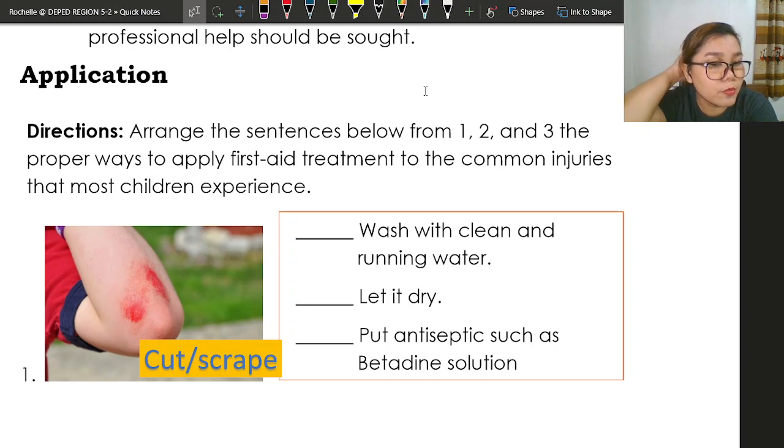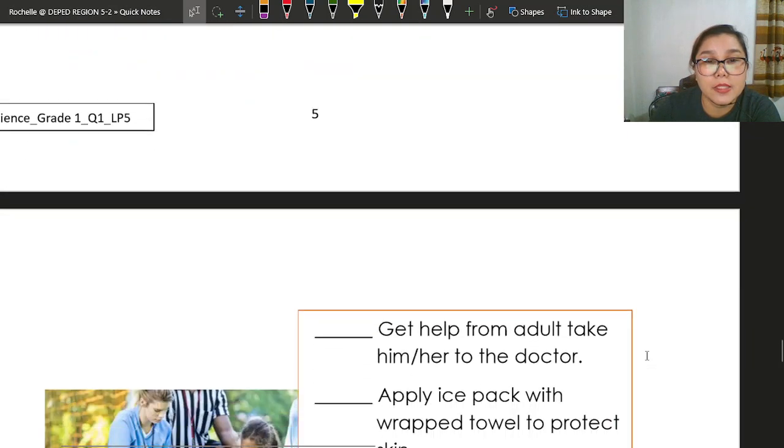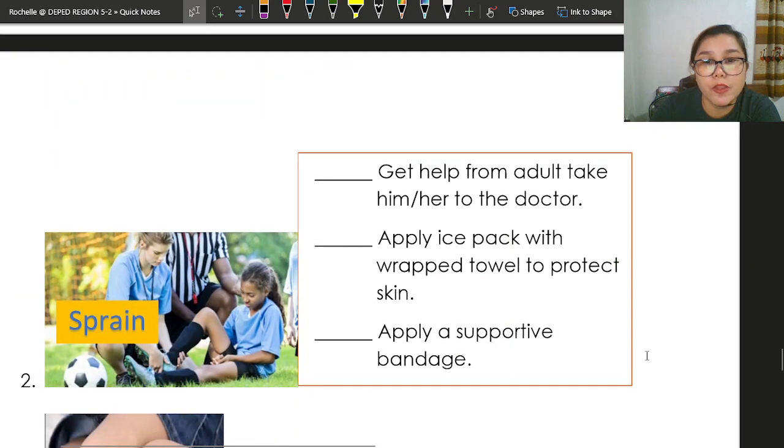Okay, let's begin with number 1. When you got cut or scrape, anong unang gagawin? So these are the choices. Wash with clean and running water. Let it dry. Put antiseptic such as betadine solution. So, anong unang gagawin dito? That should be marked as 1, 2, and then 3. The last step. Pause to answer number 1. Let's proceed for number 2 if you're done.